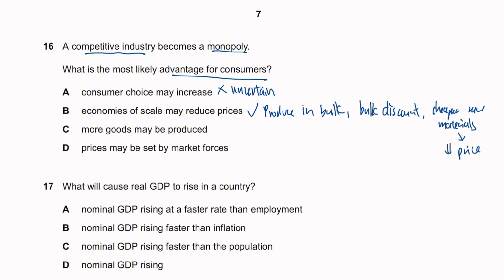C, more goods may be produced. No, this is uncertain. This may not occur because when the firm is the monopoly, they may not have the incentive to increase production, to improve their production. Okay, D, prices may be set by market forces. No, it's set by the firm itself.